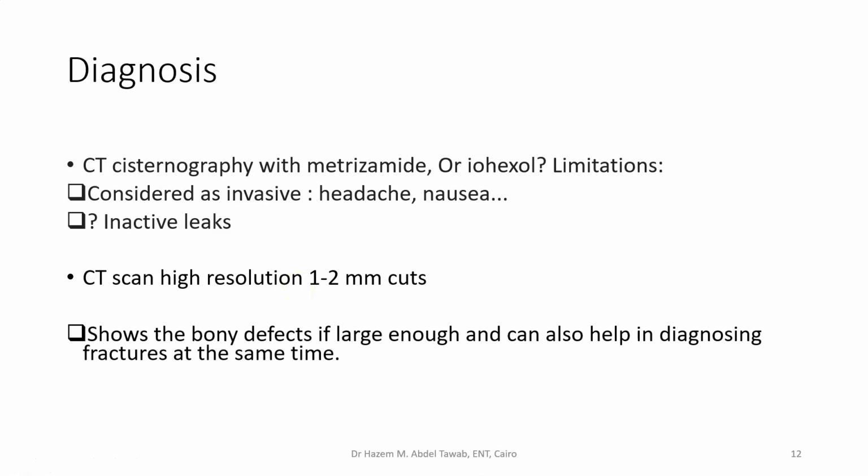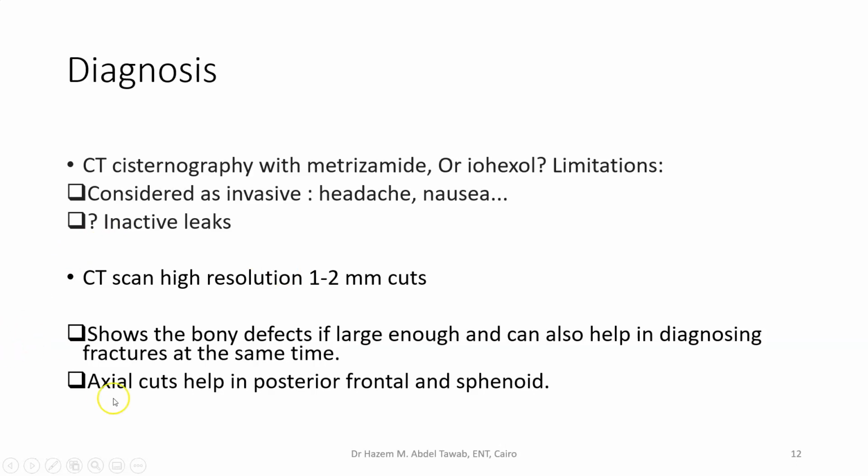It will show the bony defects if large enough, and can also help in diagnosing fractures, as I have said previously. But it can also help you if you want to see any posterior frontal wall defect or a sphenoid defect. Here you will look at the axial cuts, of course. But the limitations are that if there are multiple fractures or previous surgeries, then you might misinterpret the CT scan, and this also will not help you in detecting where the bony defect is.